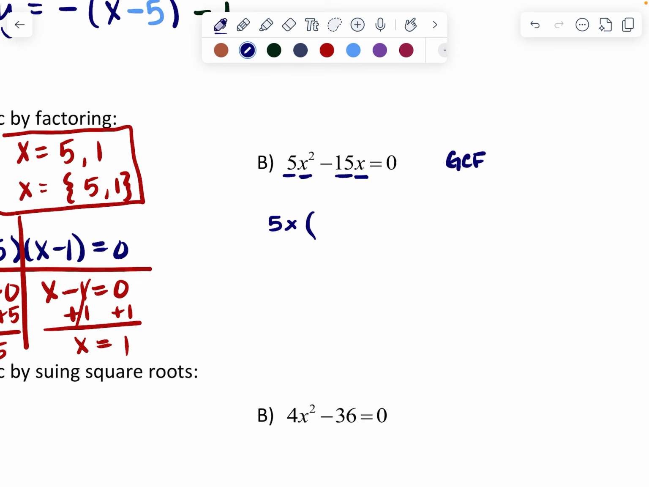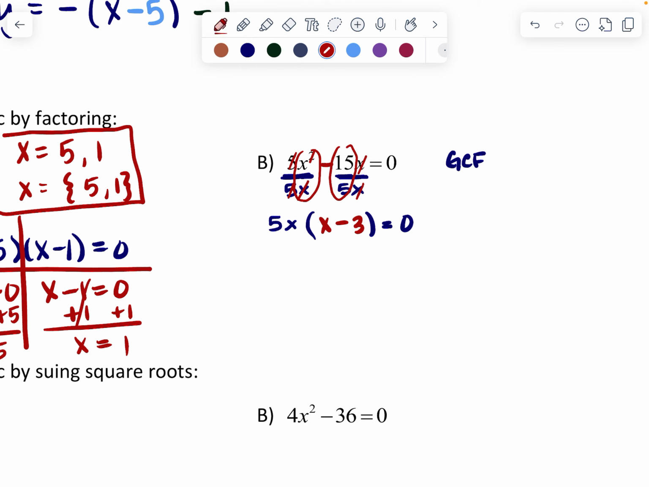Now, when you're taking out a greatest common factor, remember you're dividing it out. So I want to divide this by 5x, divide this by 5x. When I divide the first one by 5x, these cancel out, and x squared divided by x leaves me with just an x on the top. Then I bring down my minus. 15 divided by 5 is 3, and these x's cancel out. So I have 5x times x minus 3 equals 0. If you want to make sure that you factored it right, you can always multiply it through and make sure that it still equals 5x squared minus 15x, which it does.